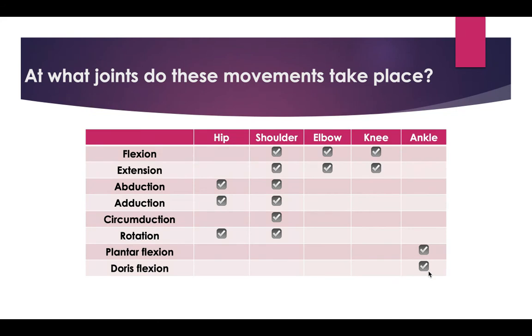So where do these movements take place? Which joints? Have a look at this table, pause the screen now and write this down. Flexion takes place at the shoulder, elbow and knee joint. Extension takes place at the shoulder, elbow and knee joint. Abduction and adduction take place at the hip and the shoulder joint. Circumduction takes place in the shoulder. Rotation takes place at the hip and the shoulder. And plantar flexion and dorsiflexion takes place at the ankle. That shouldn't say dorsiflexion, it should say dorsi.